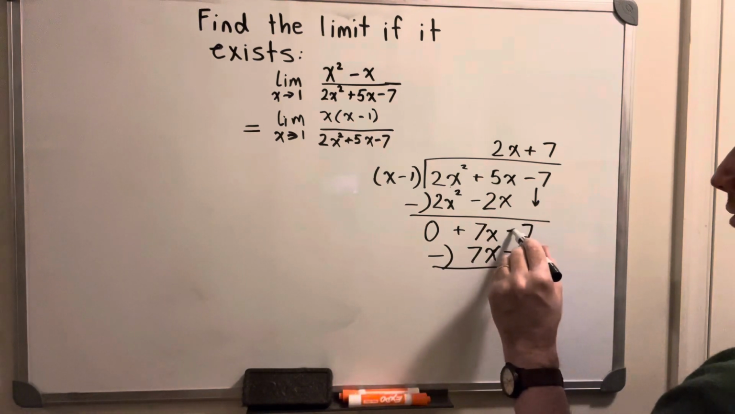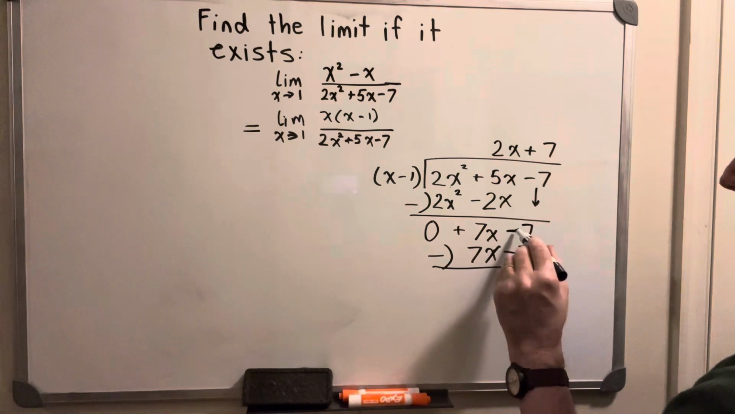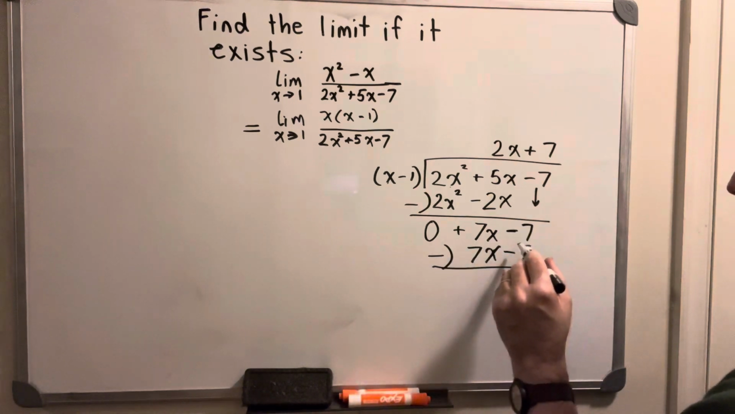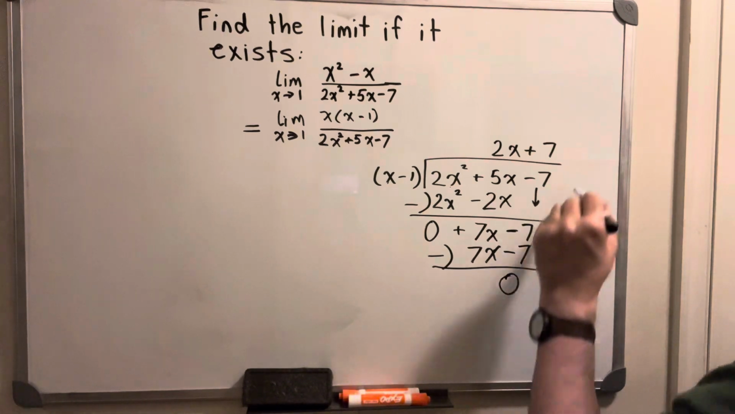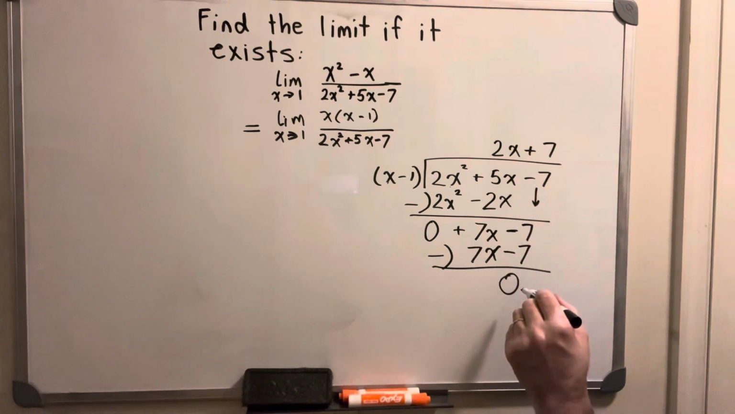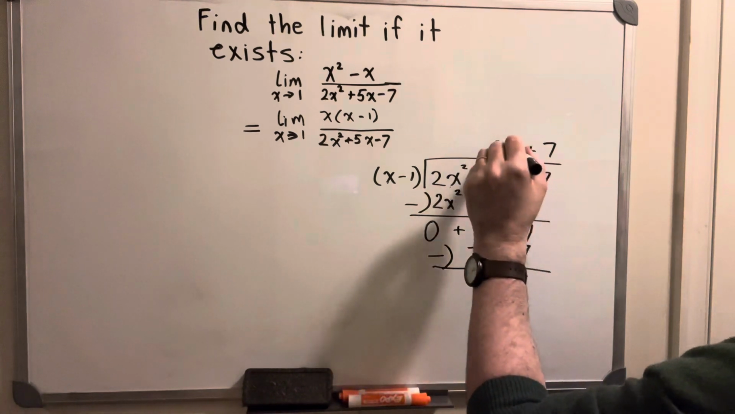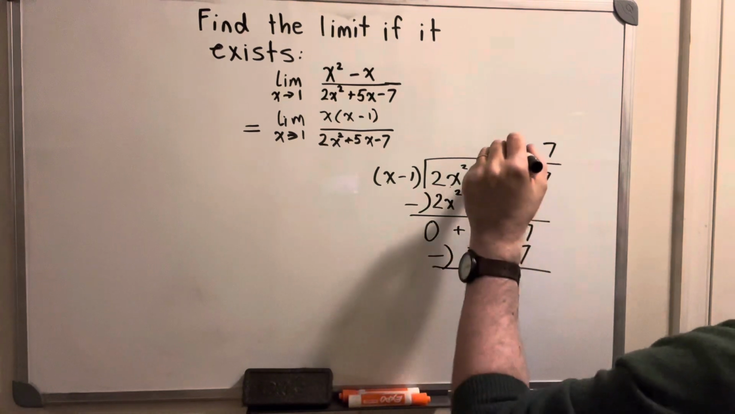Okay, don't stop paying attention to this. Negative 7 minus negative 7. Negative 7 plus 7 is 0. And there's no more to do. We have a 0 remainder. So this is the answer.